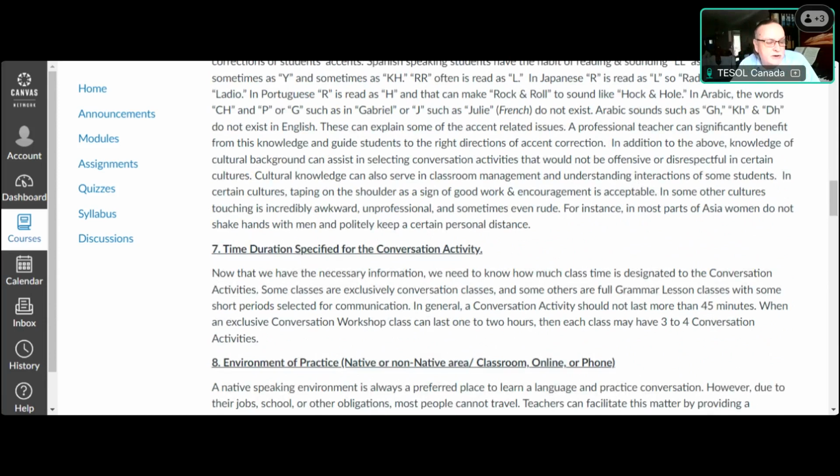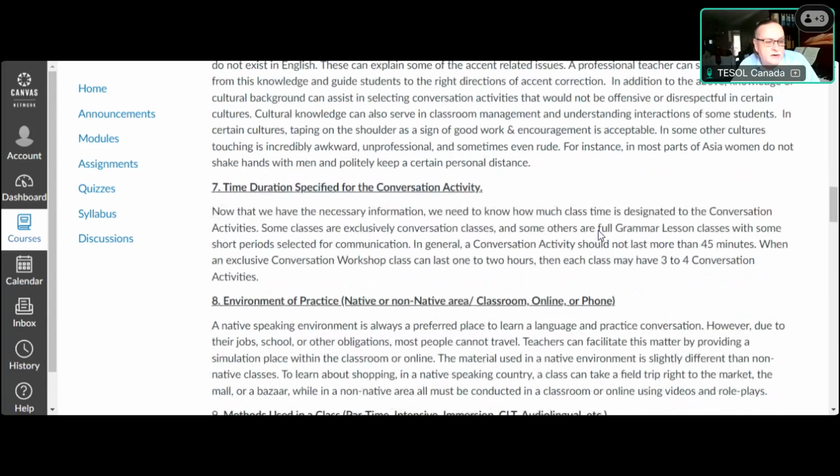The time duration that is specified for the conversation activity. We like to see conversation activity lessons that are not more than 45 minutes long, because after 45 minutes, that's kind of the limit that the students can work on one lesson plan for. They need a break. They need to be doing something else for a change. And so if you make your lesson plan 30 to 45 minutes, that is a good length.